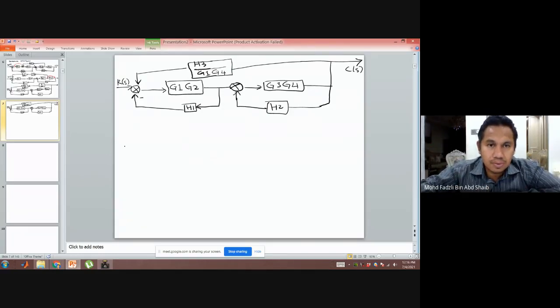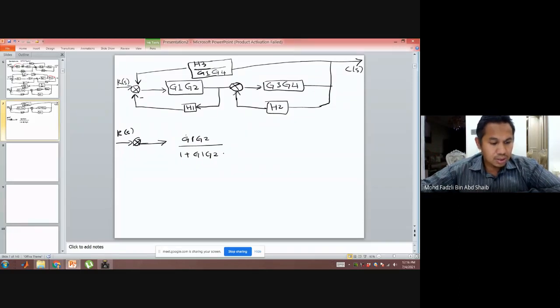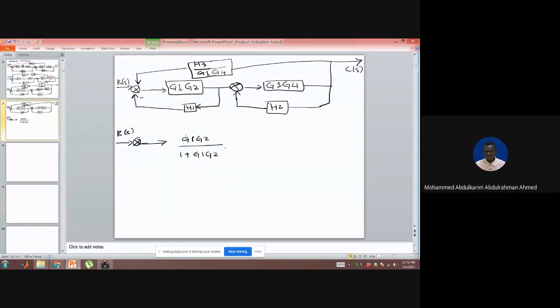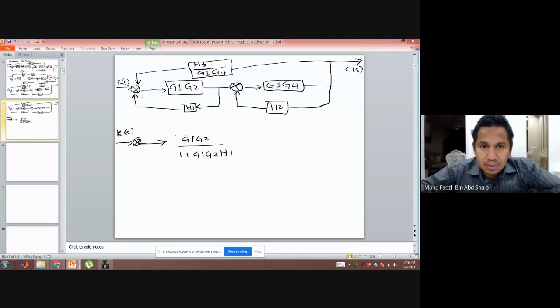Okay, now we have this. R, S. This one becomes what? G1, G2 over 1 plus G1, G2, H1. H1, right? So combine.